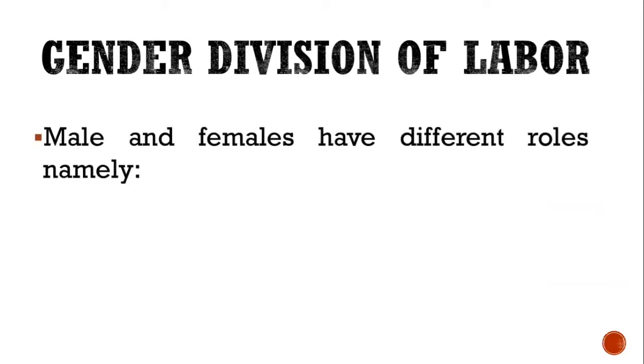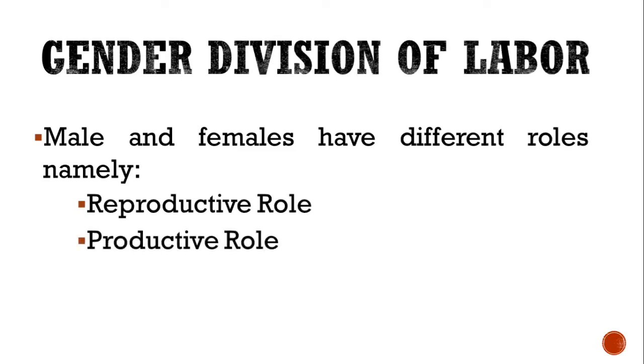So next one, let's just talk about gender division of labor. When we say gender division of labor, the male and females have different roles. Namely, first one, we have the productive role, reproductive role, and the community role. So these are the divisions of labor. We have three. I will repeat: reproductive role, productive role, community role.